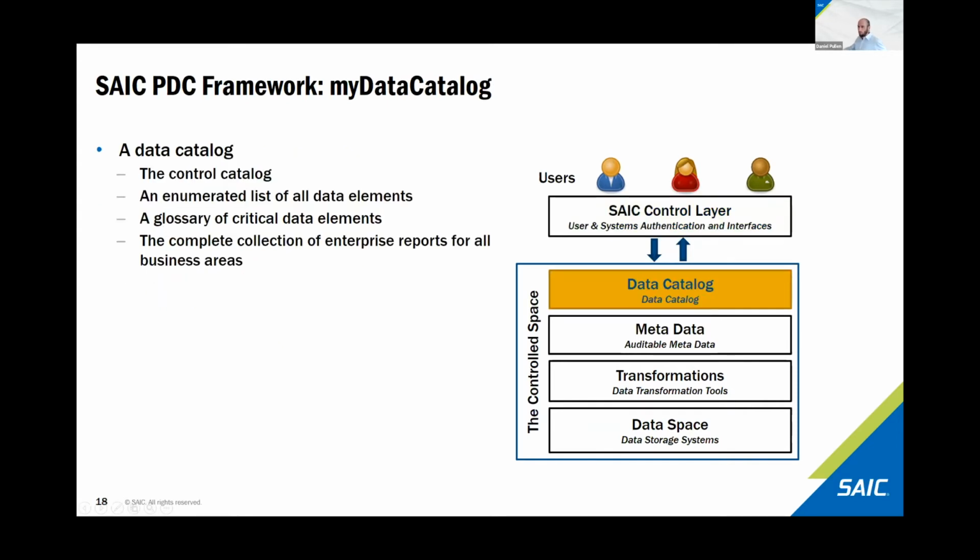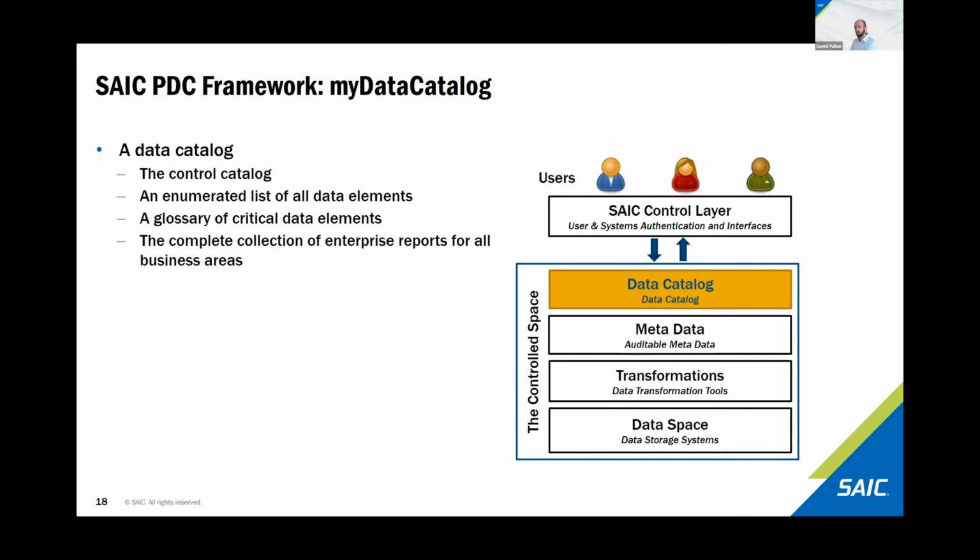So let's talk a bit more about the data catalog. One of the ways we refer to this is the control catalog, and this contains a lot of really rich and useful metadata about not only the data assets, but also the systems and the users that interact with those data assets. And of course, the traditional data catalog features a list of data elements that are in different data assets.